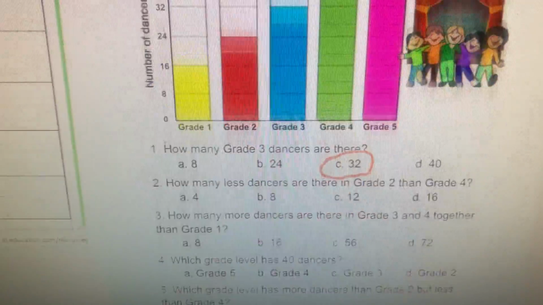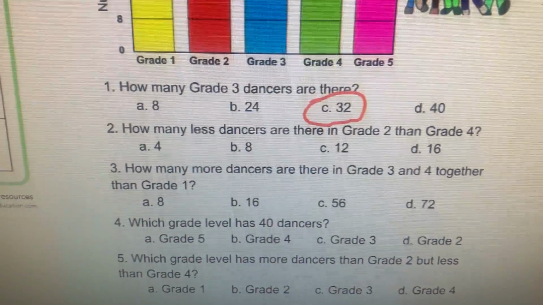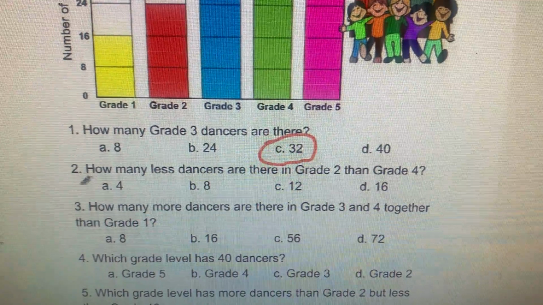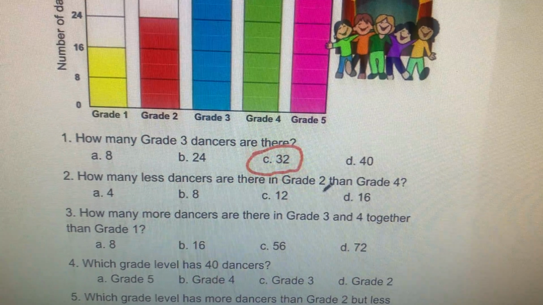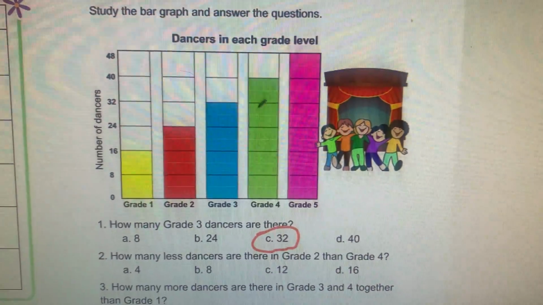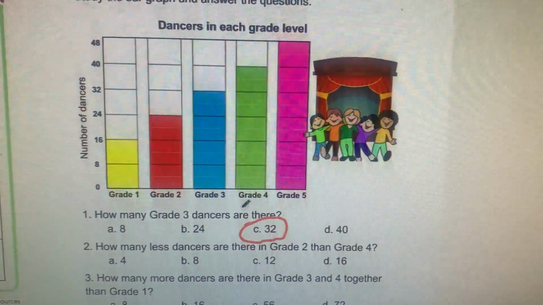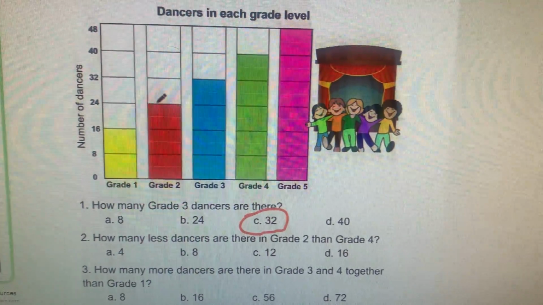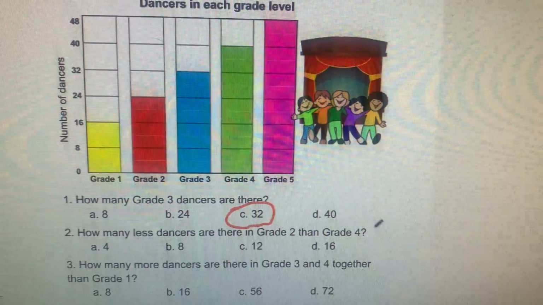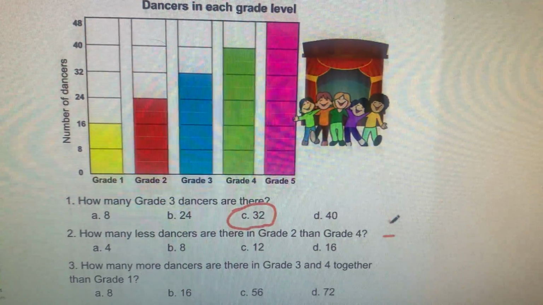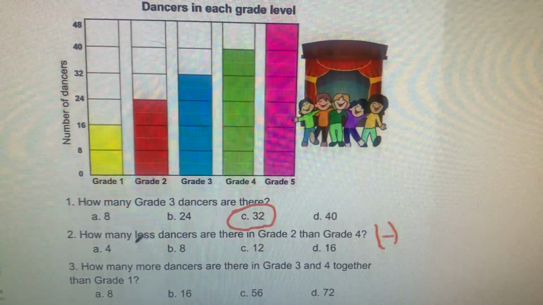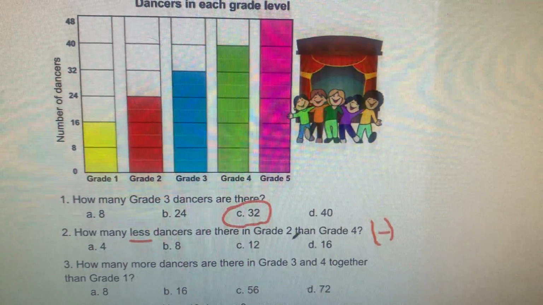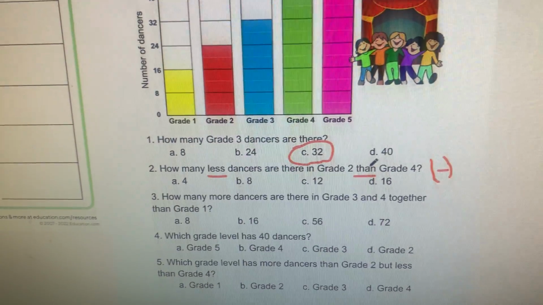I'm gonna read the last 5, 2, 3, 4, 5, okay? So, how many less dancers are there in grade 2 than grade 4? Looking at the graph, we see that there are more dancers in grade 4 than there are in grade 2. So this is a subtraction problem. You're gonna have to subtract to figure this one out, right? When we see words like less than, that tells us to subtract. Okay, you have to figure out what numbers you're going to subtract.